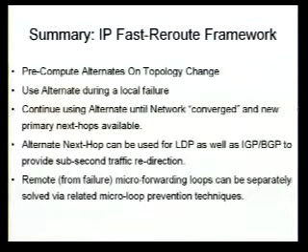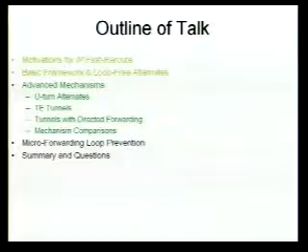So again, the overall framework that you want to keep in your head as Alia's talking, we want to pre-compute the alternates on the topology change. We want to use that alternate during the local failure, continue using that alternate until we've converged and the new primary next hops become available. We can use these alternate next hops for LDP as well as IGPs and IBGP. And then we can separately solve micro-looping inside the network, as we've discussed, that can persist for potentially hundreds of milliseconds. So I'll turn it over.